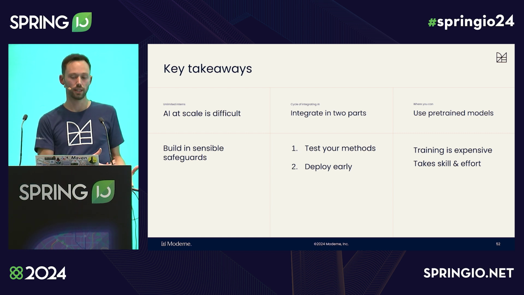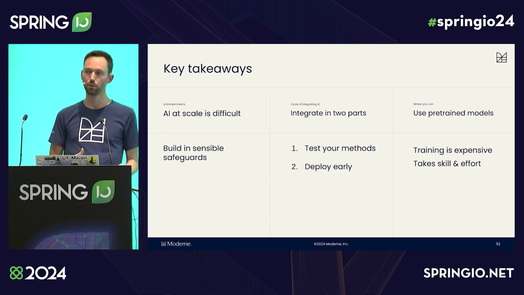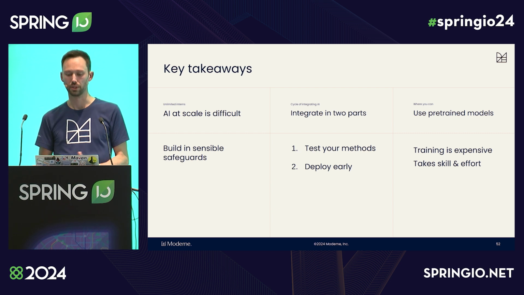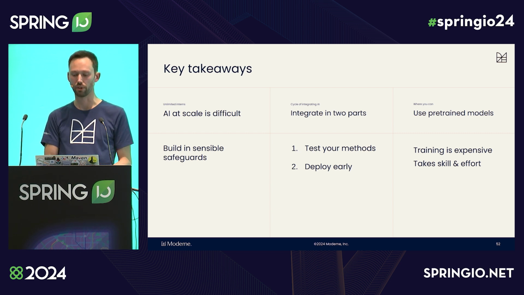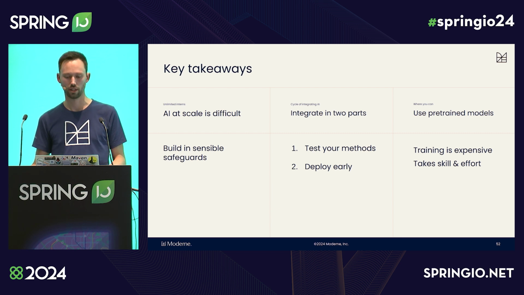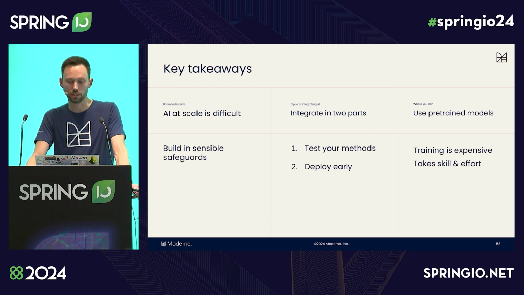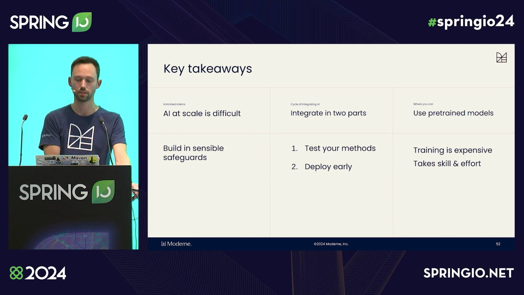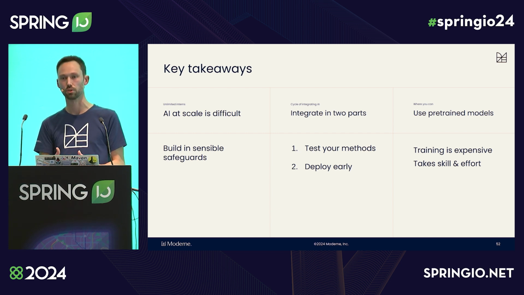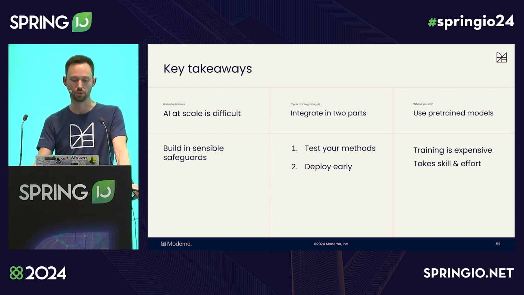A final takeaway is to try to use pre-trained models wherever you can. Training a model is very expensive, and it takes a lot of effort to design a good training set. Additionally, there are a few companies that can host those models for you, like Anthropic or OpenAI. But for us, this was not an option, because we have some customer tenants that cannot make these calls to external services. But if that's an option for you, that is definitely something to consider.